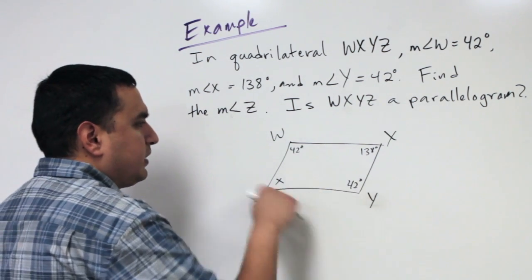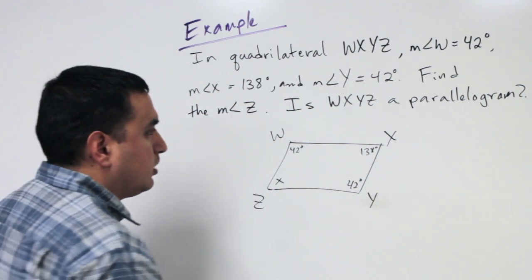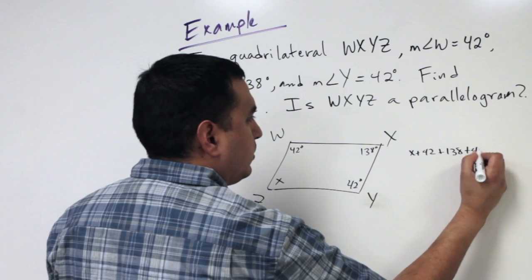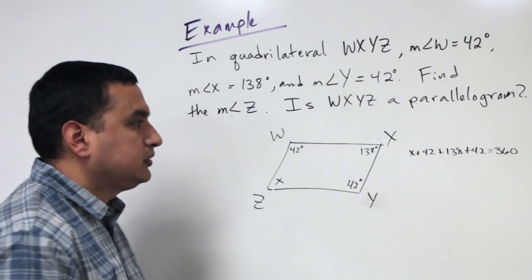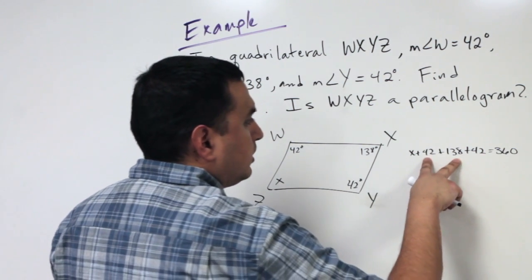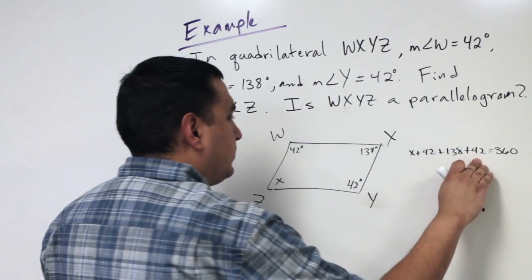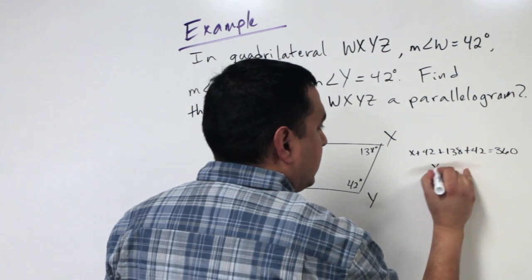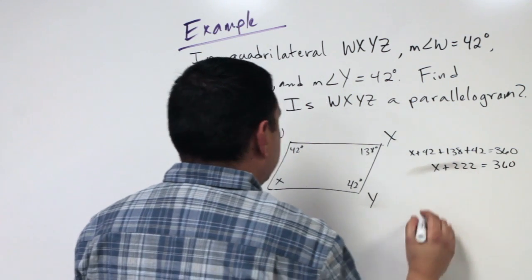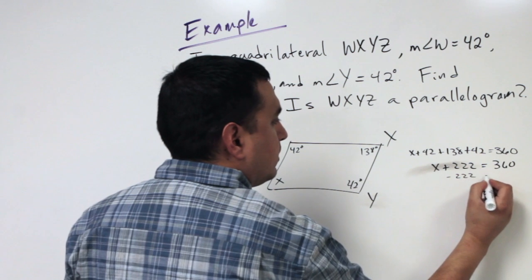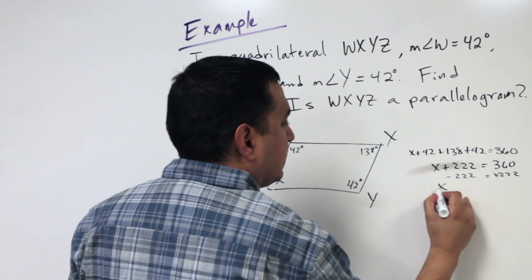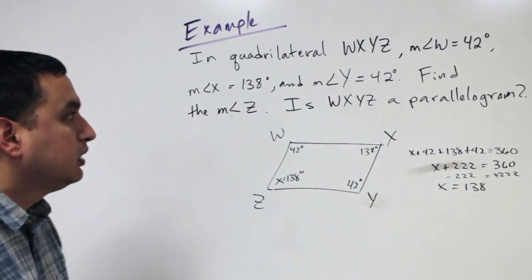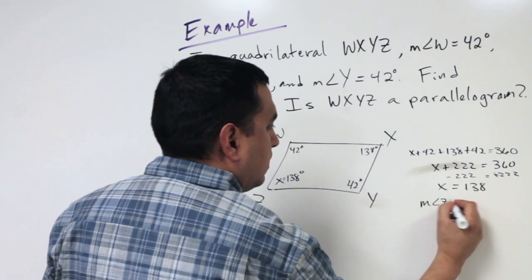Because it is a quadrilateral, I know all of these angles have to add up to 360. So if I take x plus 42 plus 138 plus 42 and set that equal to 360, I can solve that. 180 plus 42 is going to be 222. So x plus 222 is equal to 360. If I subtract the 222, I get that x is 138. So the measure of angle Z is 138 degrees.